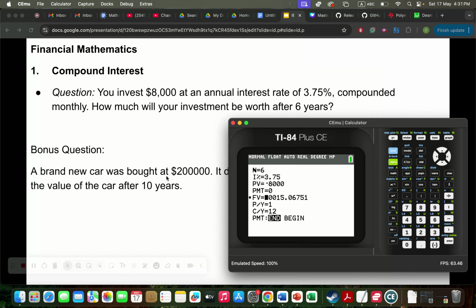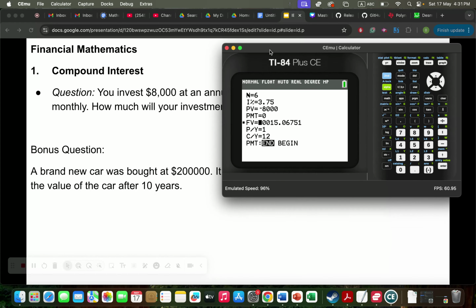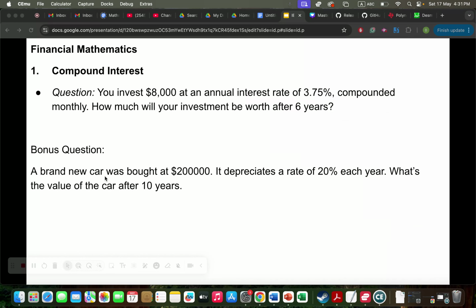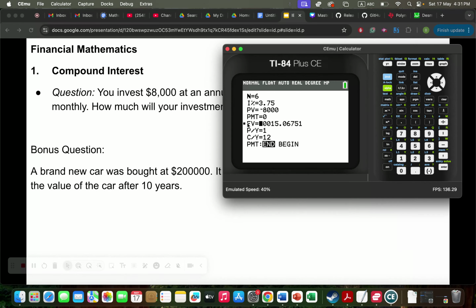All right, I would like to show you as well that this question could be done with a depreciation question. It says that a brand new car was bought at 200,000, depreciating at a rate of 20% each year. What's the value of the car after 10 years? Generally we could also use the calculator. You could use the formula as well, but the formula booklet doesn't indicate the formula for depreciation. Really all you need to do is change the addition to a subtraction sign, and that's where the formula can be used very effectively. But I just want to show you that you could easily use the calculator to get the answer as well.